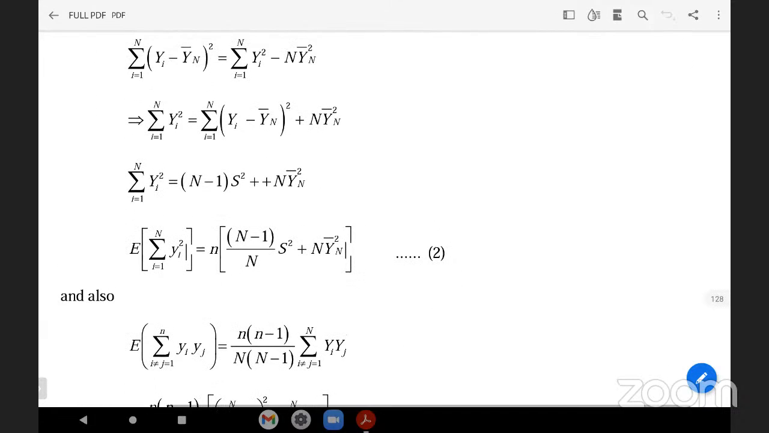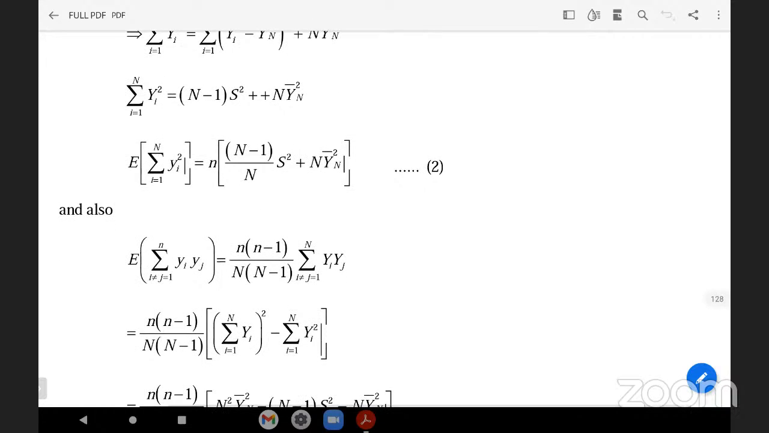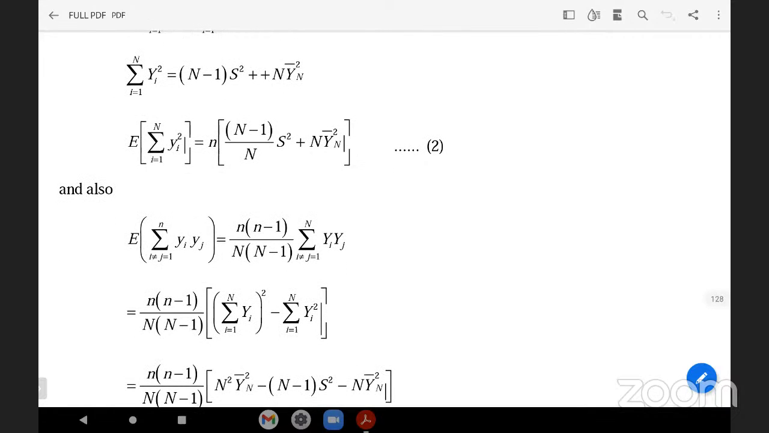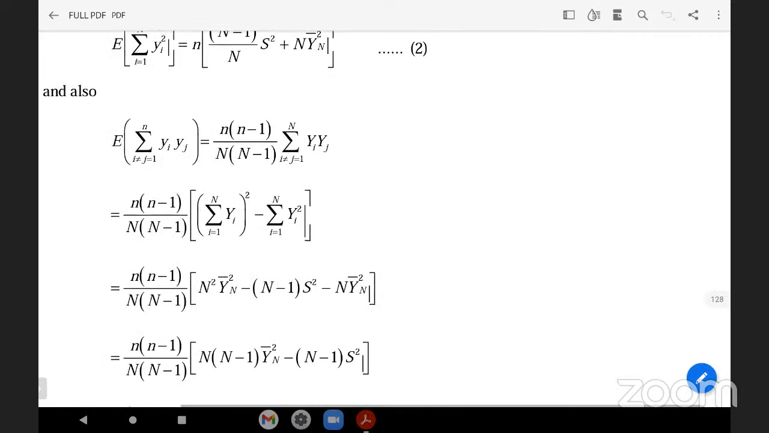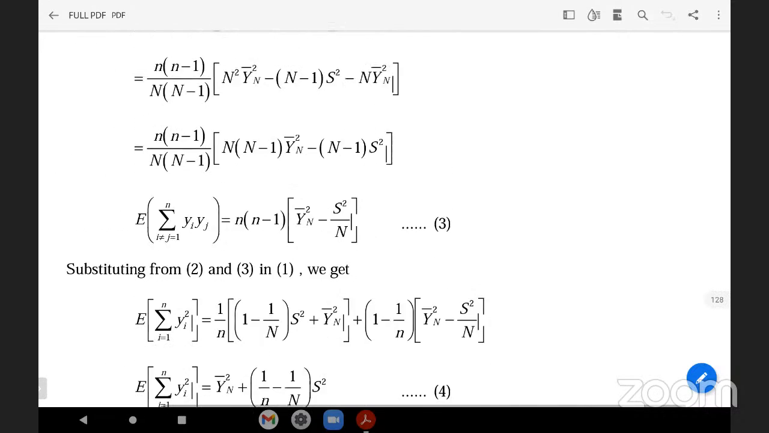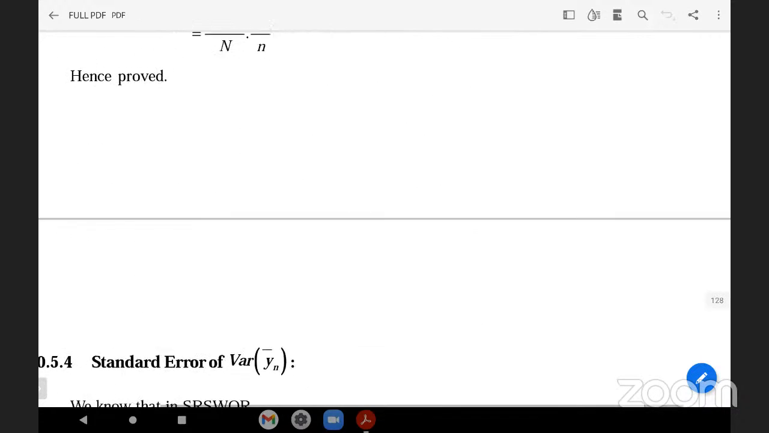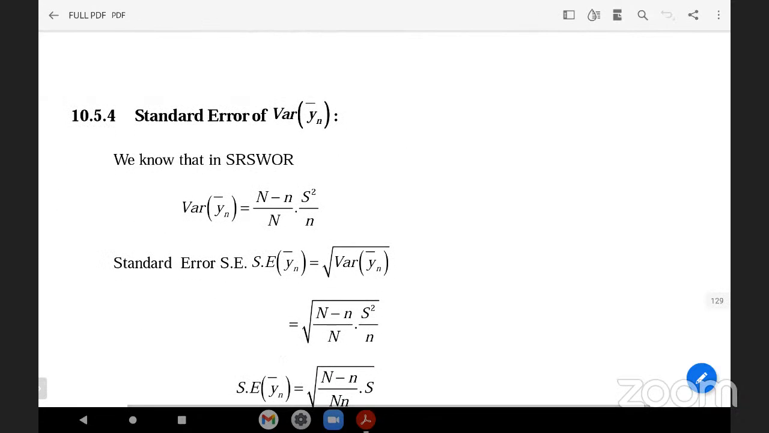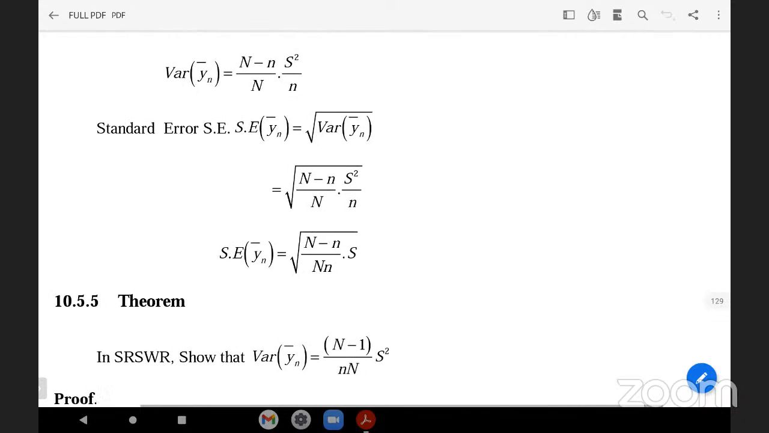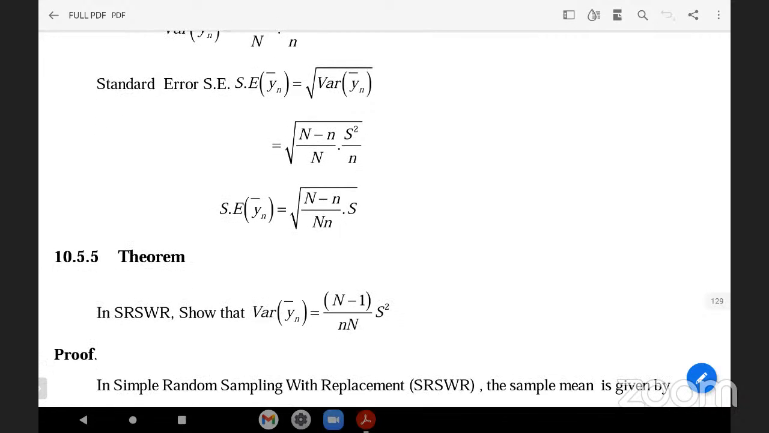In the same way, you should remember that the total is n into N minus 1. So it comes to n into capital N minus 1 by n S square plus n into by n square. This is an oral idea; the total simplifications are the same. Next is standard error. Standard error is the root of the variance, so it is the square root of capital N minus small n by capital N into S square by small n. This is called the standard error.